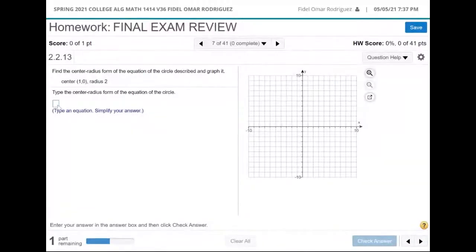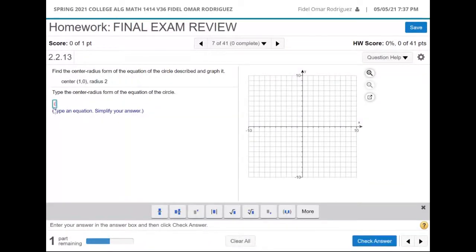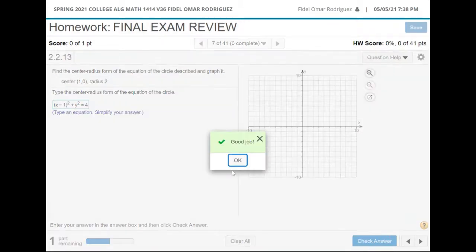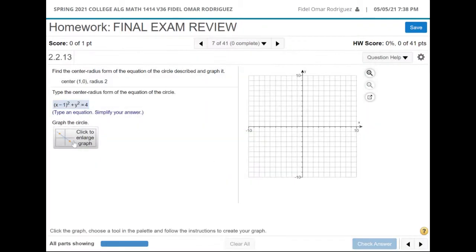This was number 7, right? Let me share my screen with you so you can see what I'm doing. Right here I'm going to type in exactly what I had earlier, which was x minus 1, and then I'm going to square it, plus y squared equals 4. I'm going to check my answer here. Good, excellent.